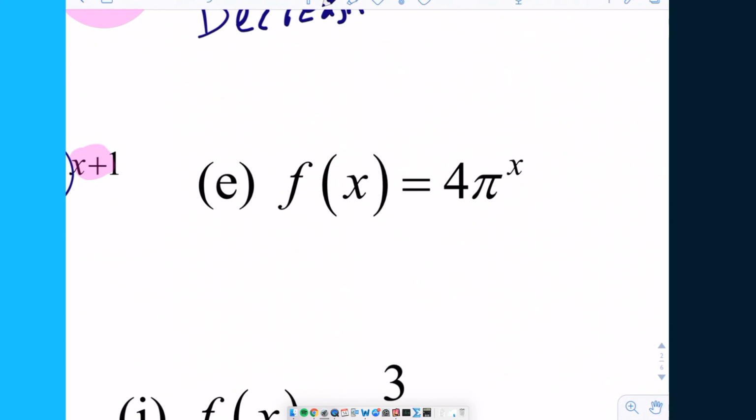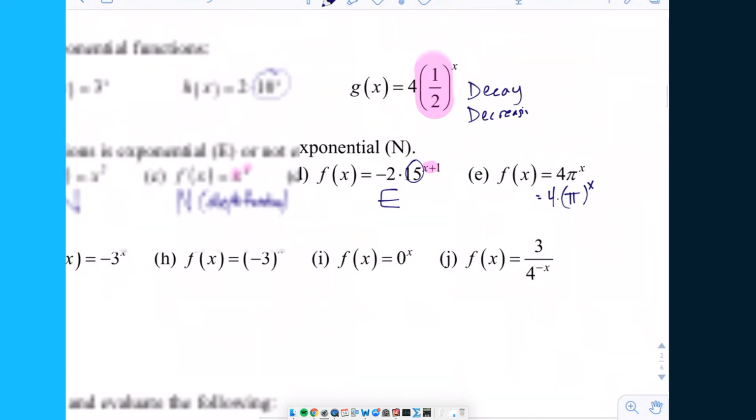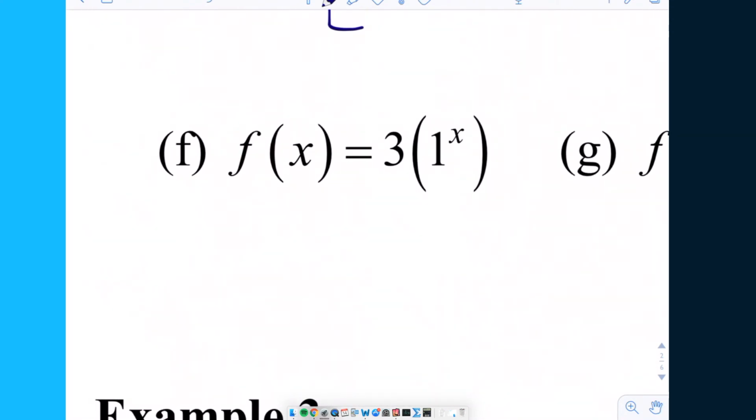4 pi to the x. What's the variable? x. It's in the exponent, so that's good. What's the base? Just pi. Good. And is that a legal base? Sure. Yeah, as long as it's a real number between 0 and 1 or greater than 1. Would that be growth or decay? It would be growth, yeah. Just growth, right? It's not ooh growth. You know what's ooh growth? Exponential decay. Ooh, growth. Even though it's decay.